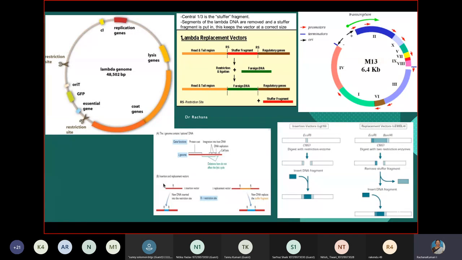So here there is a diagram showing you the difference between insertion and replacement. This is the genome, a small fragment, and there you have to make a nick. This will open a gap and within the gap you are inserting. That's it. Whereas in replacement, you had to make a nick in such a way that a part of the genome is excised, removed, and replaced by the foreign DNA.